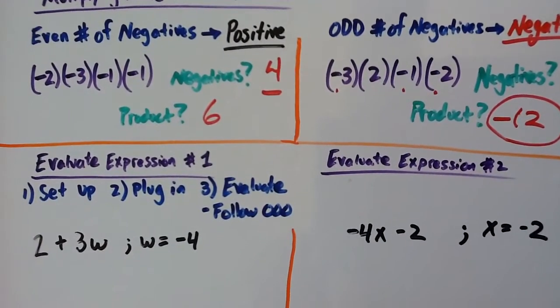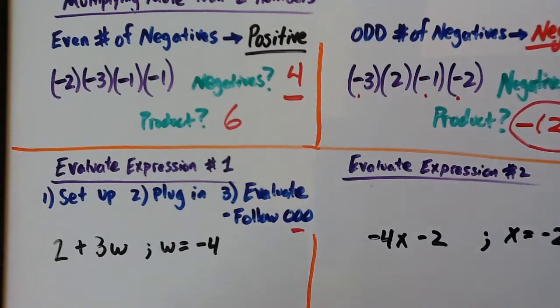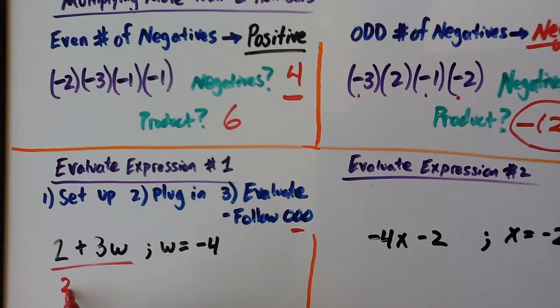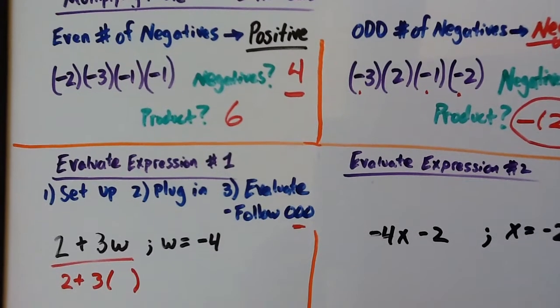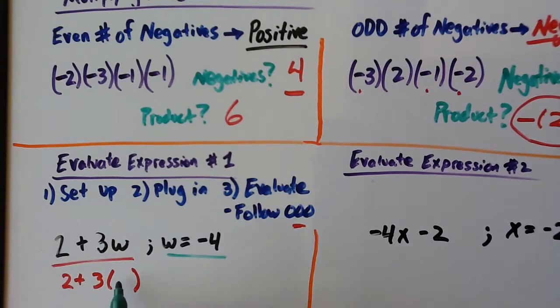Let's evaluate an expression. Remember, when you evaluate an expression, you need to set it up, plug in, and evaluate by following OOO, order of operations. So first, set up. Wherever there's a variable, I'm going to put parentheses. So I'm just going to copy this expression. 2 plus 3, there's a variable, w, I'm just going to put parentheses. That's step 1, I set it up. Step 2, I plug in. Plug in what that variable is equal to. I'm told that w is equal to negative 4. So in this parenthesis, I'm going to put a negative 4.